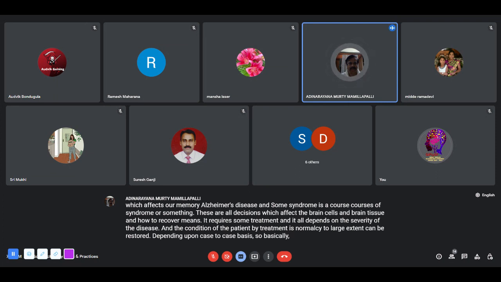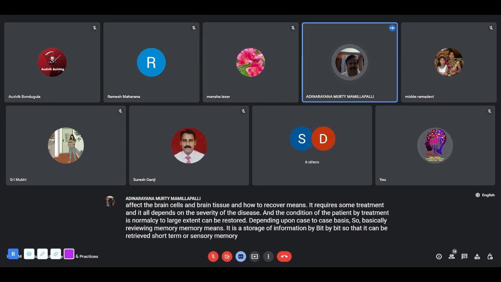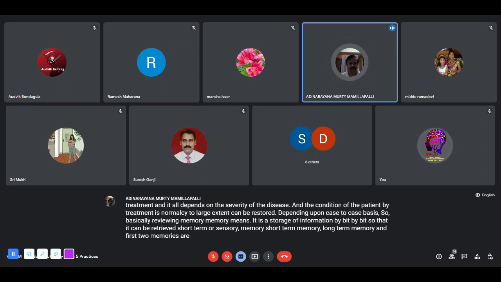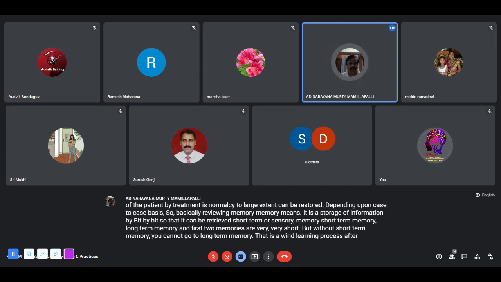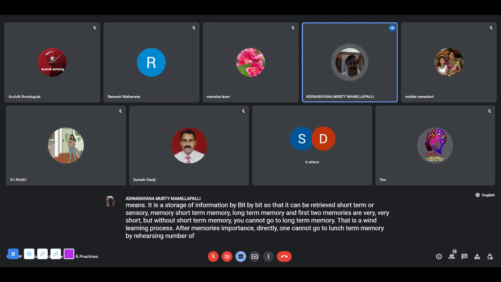So basically, reviewing memory. Memory means it is a storage of information bit by bit, so that it can be retrieved. Short-term sensory memory, short-term memory, long-term memory. The first two memories are very, very short. But without short-term memory, you cannot go to long-term memory. That is, in the learning process, short-term memory is important. Directly, one cannot go to long-term memory. By rehearsing a number of times, we can store the information in long-term memory. And we have to follow certain techniques.